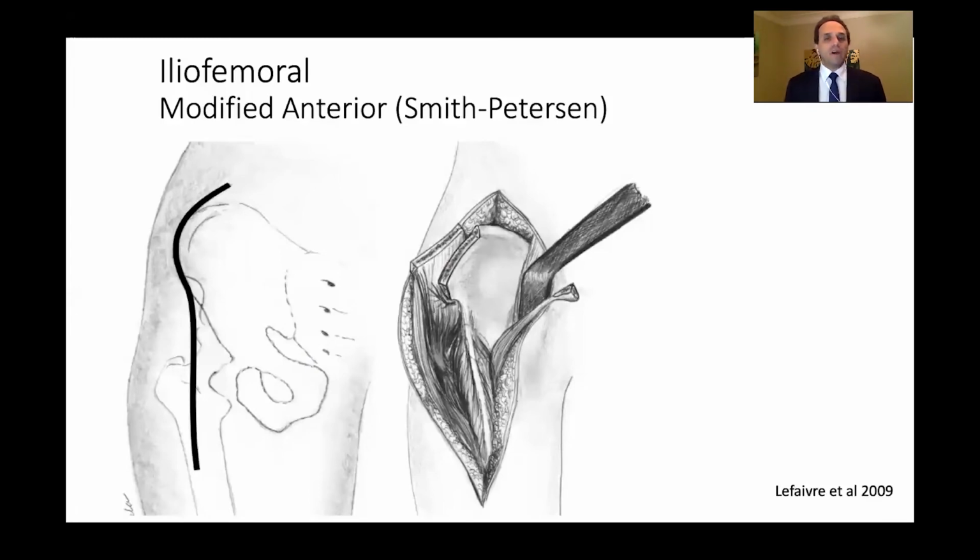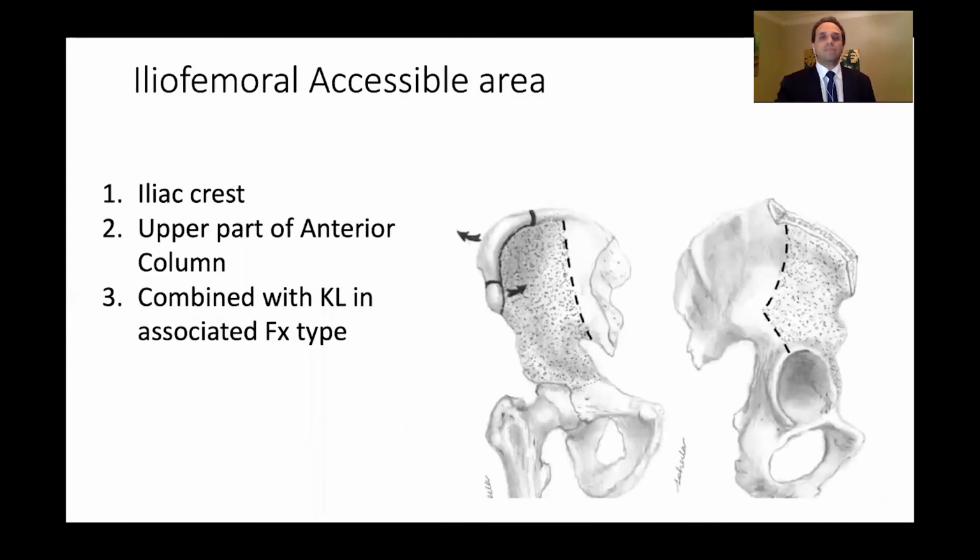Iliofemoral approach, or modified Smith-Petersen approach. And if you do this approach, you will access this part, the iliac crest here, the upper part of the anterior column, and combined with the Kocher-Langenbeck, it can be very useful in associated fracture types.